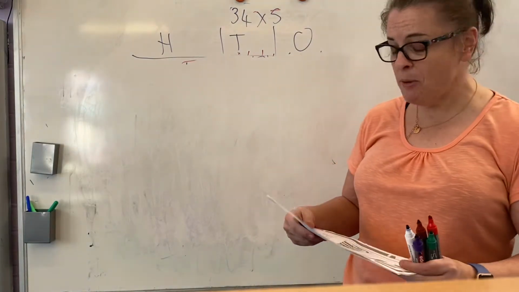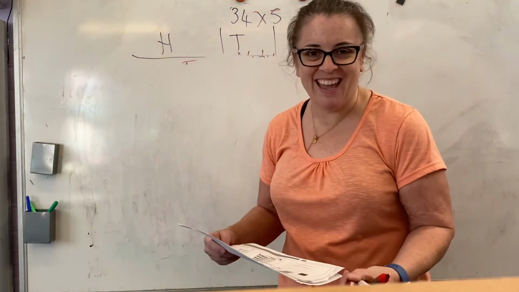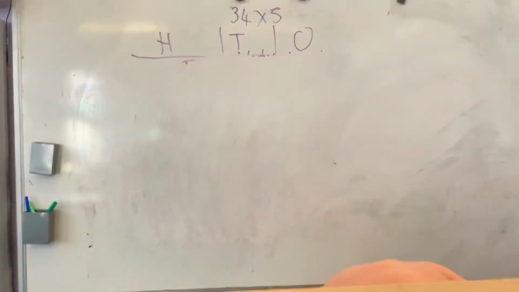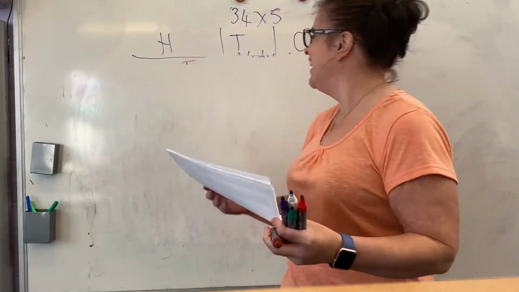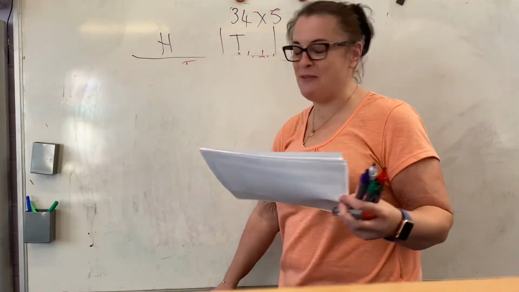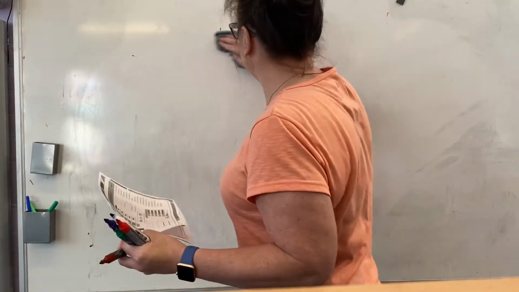Okay, we're now moving on to multiplication. I've just drawn myself. Multiplication. And we are doing 34 multiplied by 5. Okay? 34 multiplied by 5.